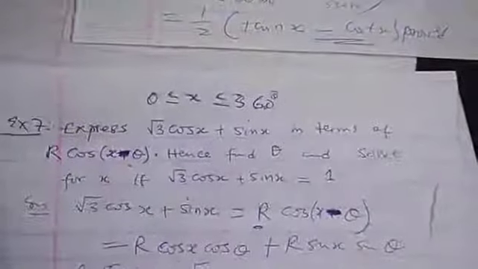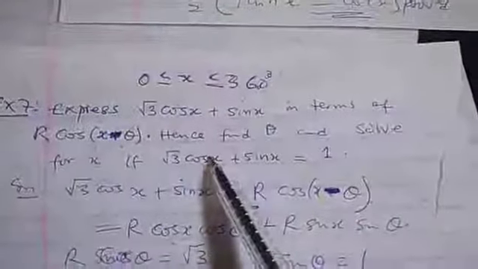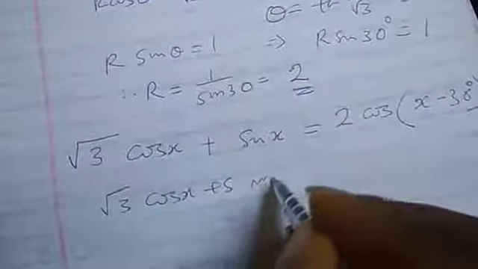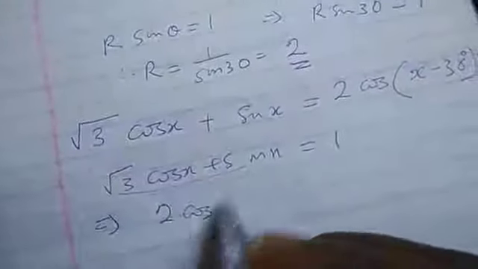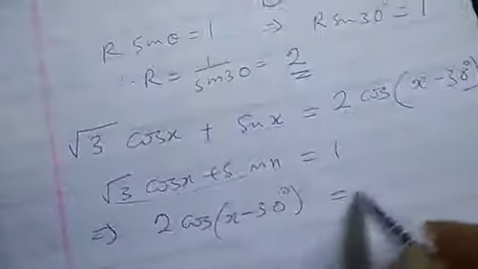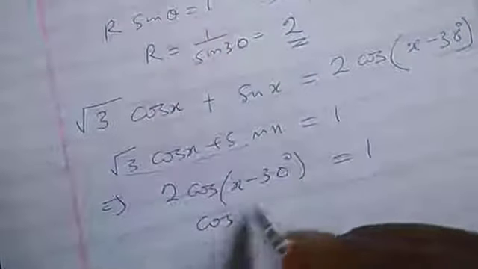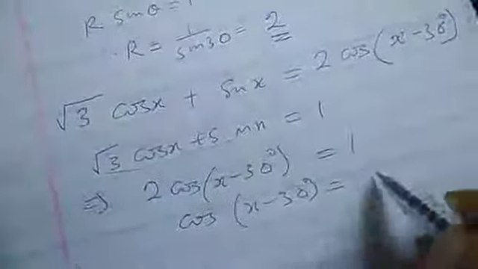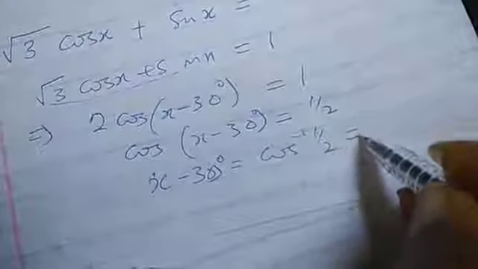Now the question says we should solve this equation here. Root 3 cos s plus sin s is equal to 1. So I can now say that root 3 cos s plus sin s is equal to 1 implies that 2 cos s minus 30 degrees is equal to 1. If you make cos s minus 30 degrees the subject, we are going to have 1 over 2. Then s minus 30 is arccos half, and arccos half from calculator will give me 60 degrees.